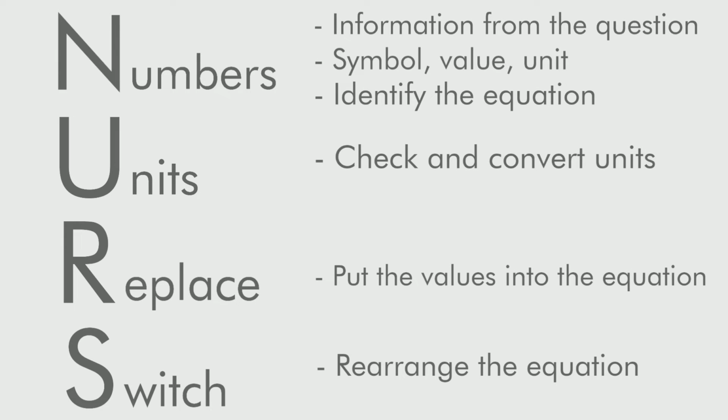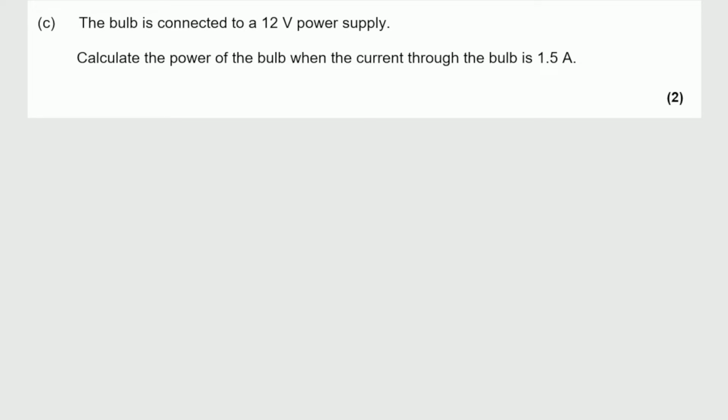After carrying out these 4 steps, you'll now have an equation which you can key into your calculator to get an answer. Let's apply this to a simple question to see how it works. The bulb is connected to a 12-volt power supply. Calculate the power of the bulb when the current through the bulb is 1.5 amps. So the first thing we need to do is to get the information out of the question and identify the equation we're going to use.